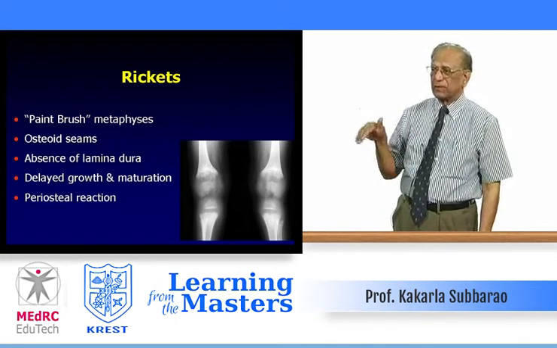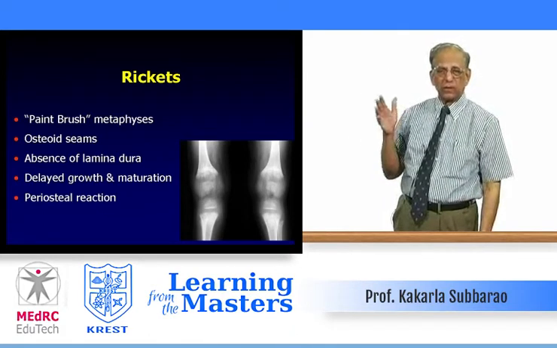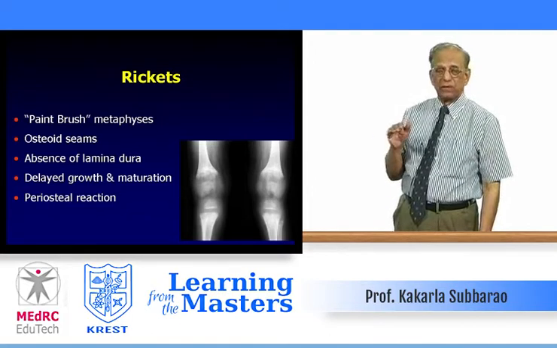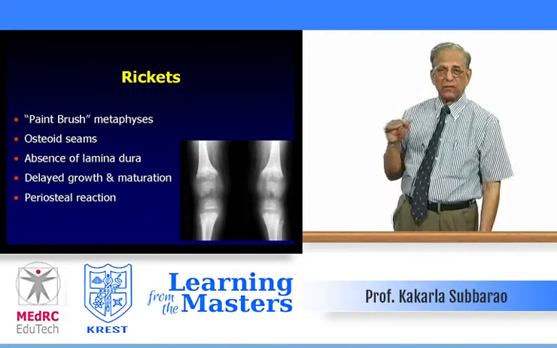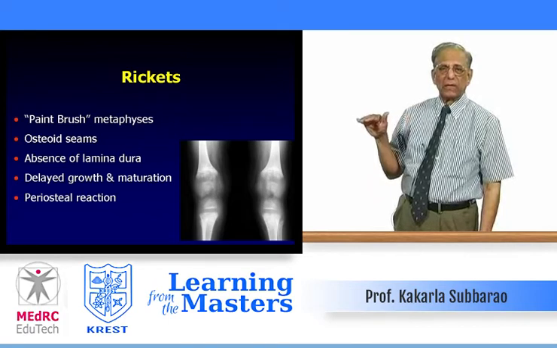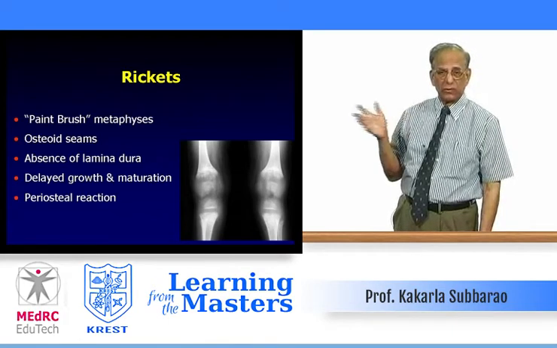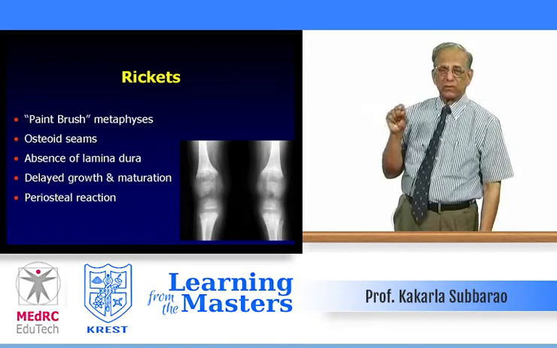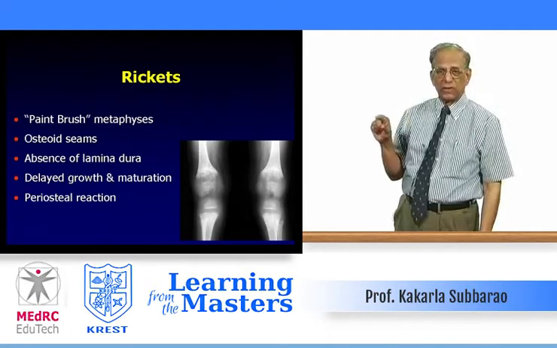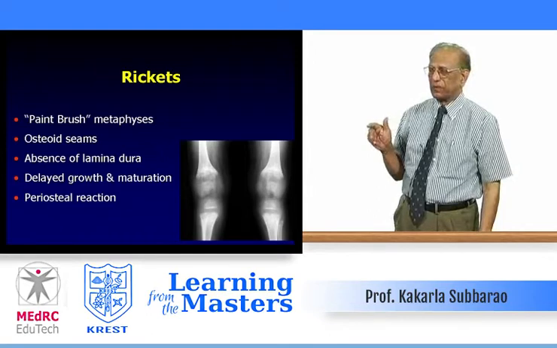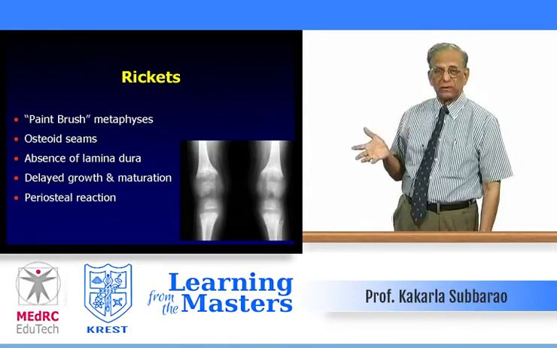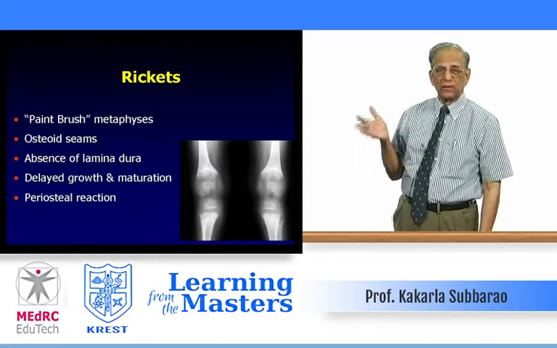Paintbrush appearance in the metaphysis. These are columns of cartilage which are partly calcified, partly not calcified. Osteoid seams, wherever there is a vessel that passes through the bone, for example, here nutrient vessels, can produce so-called Looser zones because of the osteoid seams. Osteoid seams which are not mineralized properly. Absence of lamina dura in the teeth, delayed growth and maturation, most of the rachitic children, so underage.